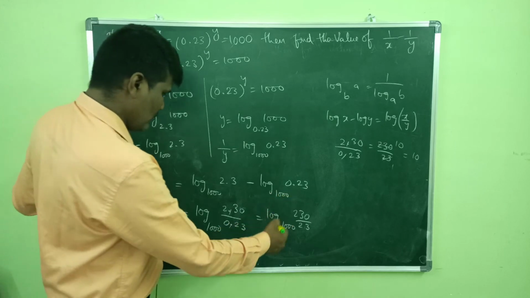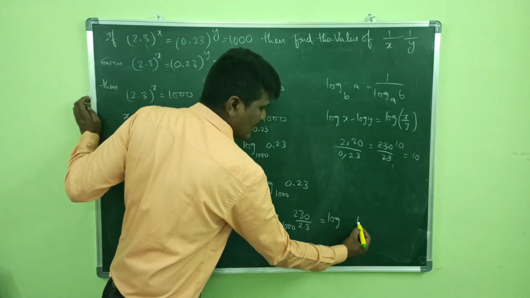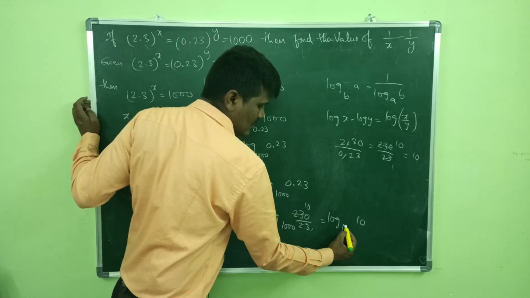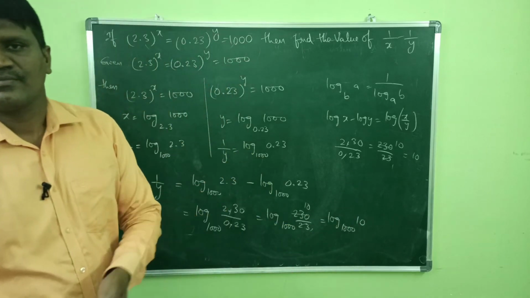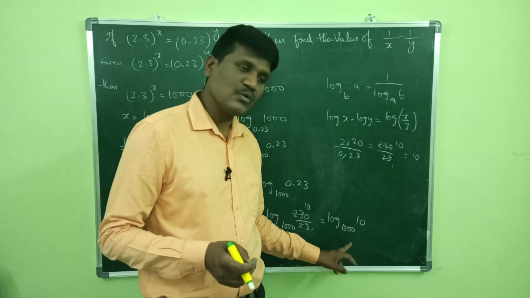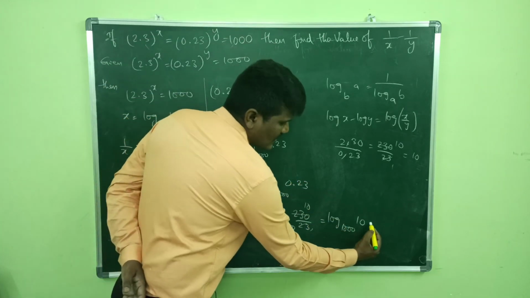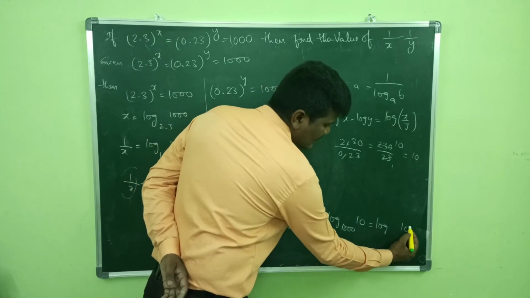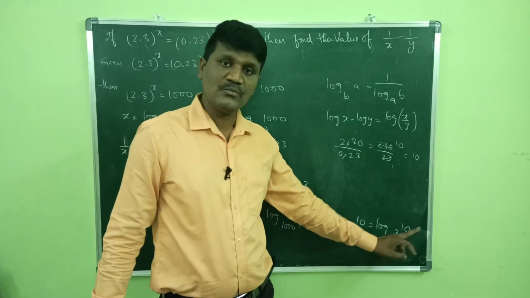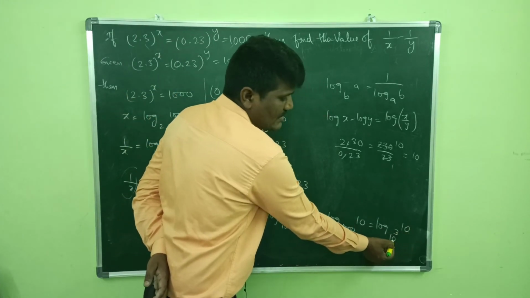So now what I can write is this as log 10, since 23 ones are 23, 23 tens are 230, log 10 to the base 1000. So 1 by x minus 1 by y is log 10 to the base 1000. I can do further simplification, because I can write log 1000 as log 10 cube. 1000 is nothing but 10 cube. So what is the value of this? Log 10 to the base 10 cube.